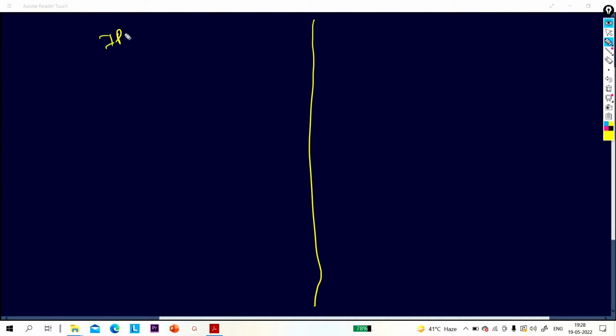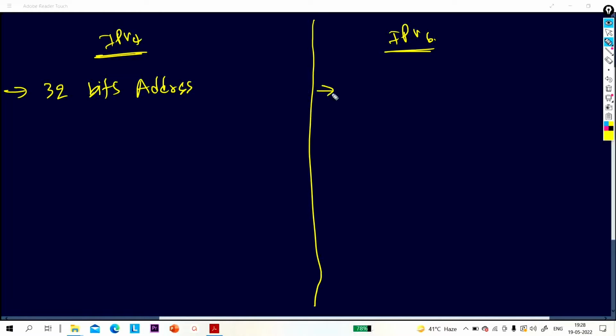So suppose here is IPv4 and this is IPv6. IPv4 stands for Internet Protocol version 4 and IPv6 stands for Internet Protocol version 6. First difference is that IPv4 is a 32 bits long address, so you will get 2 to the power 32 IP addresses only. But IPv6 is a 128 bits address. Guys, it is much more than IPv4, right? So how many IP addresses will you get in IPv6? 2 to the power 128. It will never end. So the first difference is that an IPv4 address is 32 bits and an IPv6 address is 128 bits.